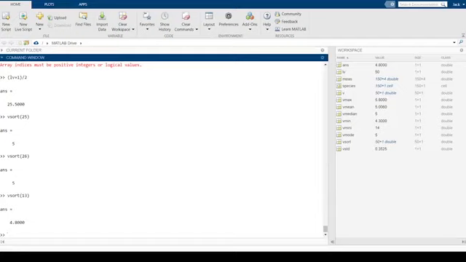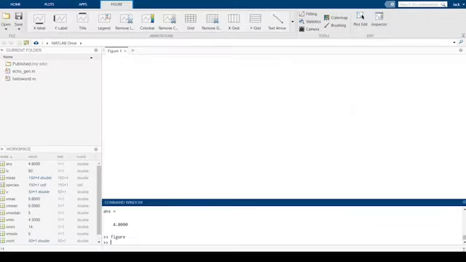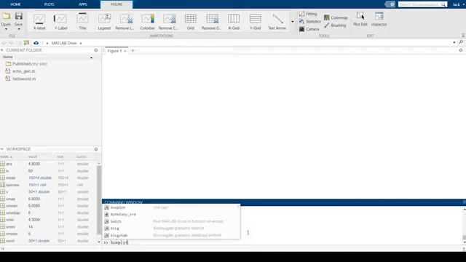In addition to using MATLAB's functions to obtain the values for these statistical quantities for a data set, we can also visualize a lot of this information easily in MATLAB. One way to do this is using box plots. We can open a new figure window and then use the box plot function with the data set as input.